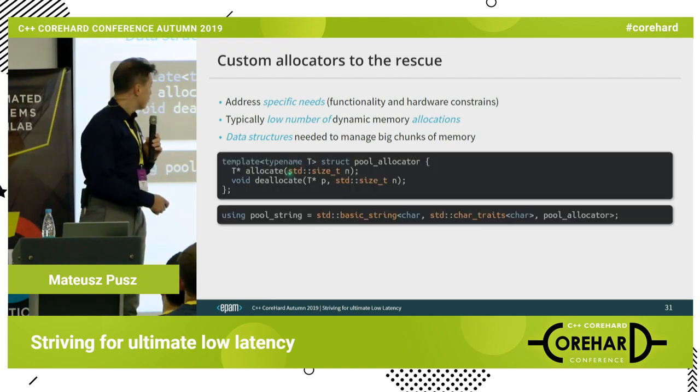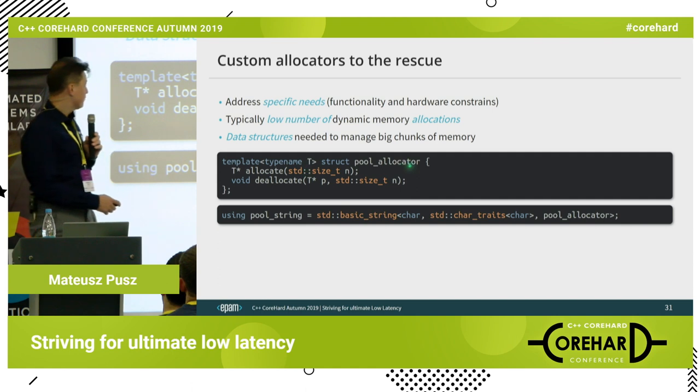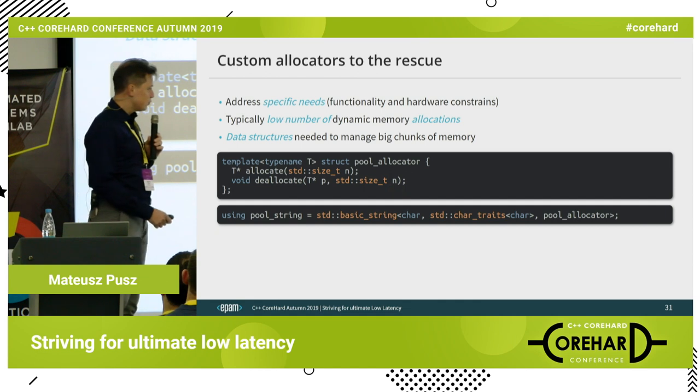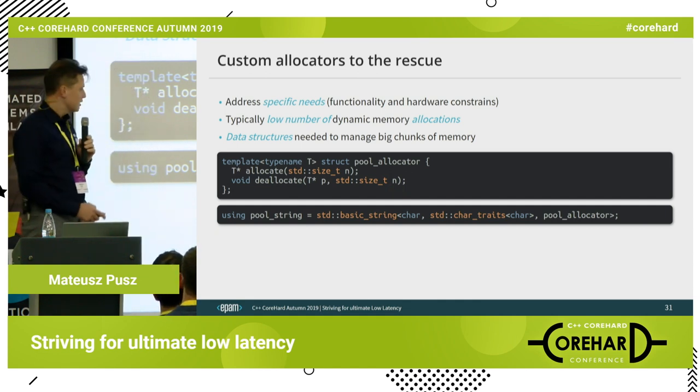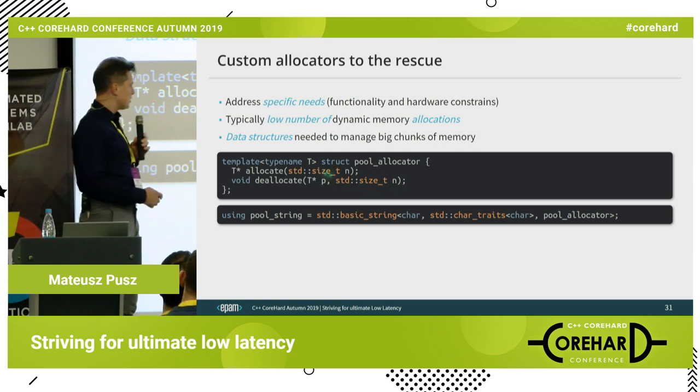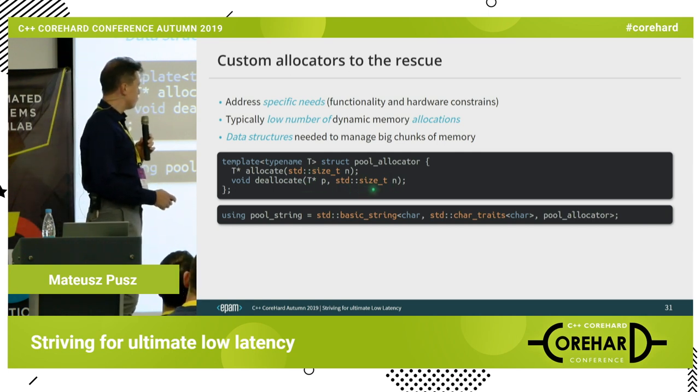The allocator interface looks like this one. It's pretty simple. It just has an allocate function and a deallocate function that takes a pointer that was allocated and the size with which it was allocated. This sized delete is a pretty new thing. It was added, I think, in C++14 or something like this. Basically, with this it's faster to find a pool to release this pointer.